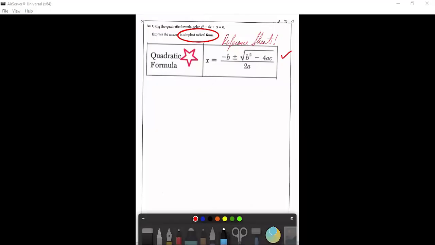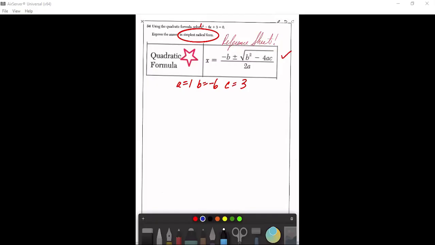So all we need to do is find the A, B, and C. We're going to plug it into the formula, and then we're going to look at the B squared minus 4AC part, the determinant, because that determines whether it's going to be rational or irrational. It's also going to tell us whether or not we can simplify the radical. So A is 1, B is a -6, and C is a +3.